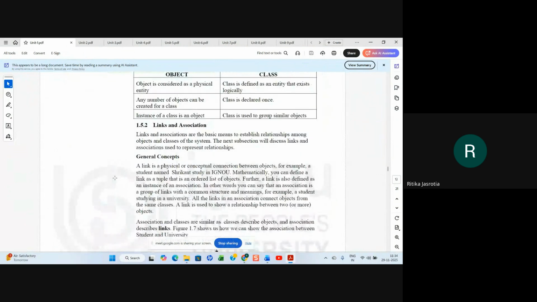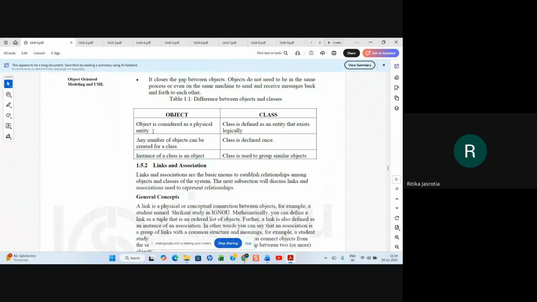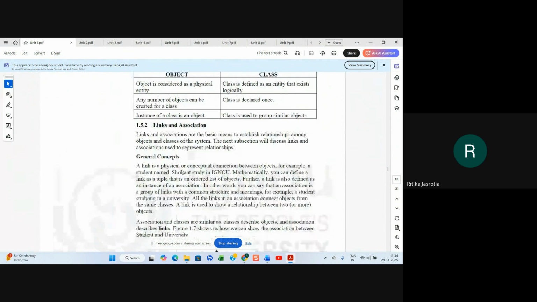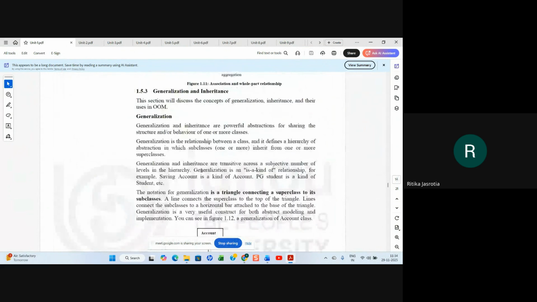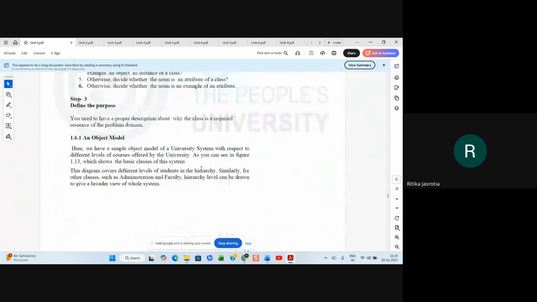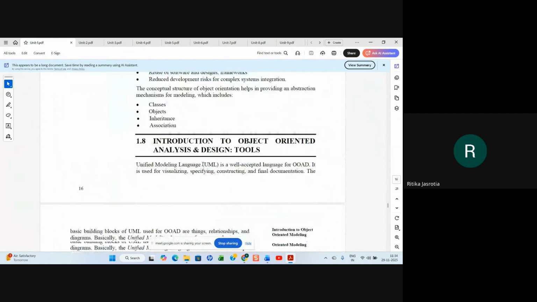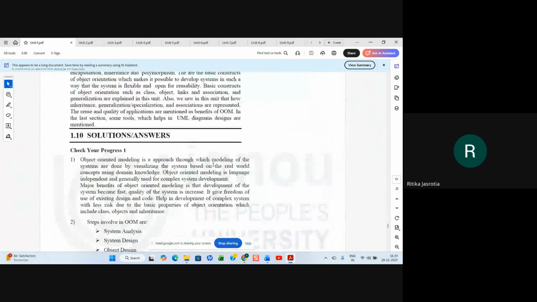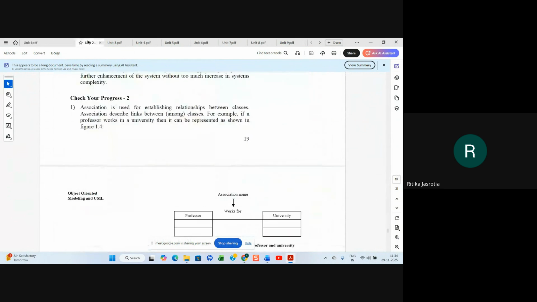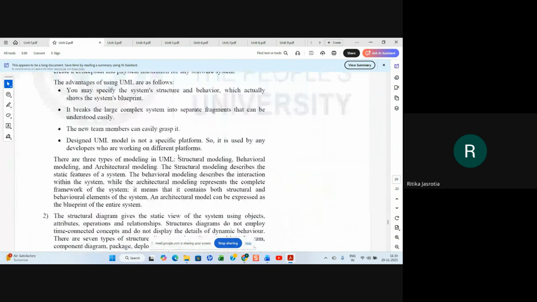So here, if you see, an object is considered a physical entity. A class is defined as an entity that exists logically. Any number of objects can be created for a class. A class is declared once. An instance of a class is an object. A class is used to group similar objects. So that is what they have given you. I don't know whether they have given an example of an object diagram or not. In this, they have not given. Let us go here.